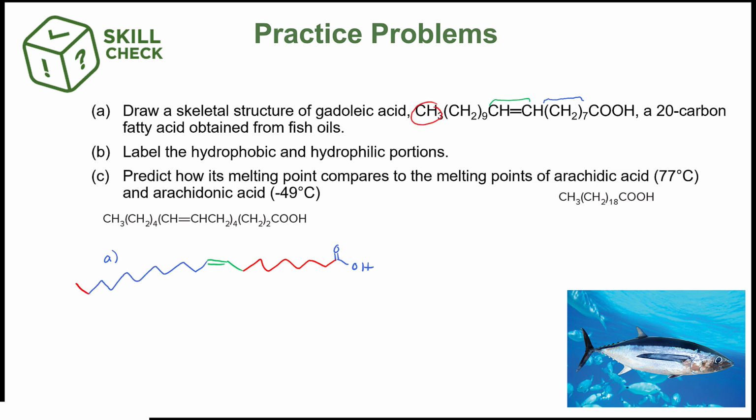So if I go back and double check my CH2s, there's 7 of those. So there's 1, 2, 3, 4, 5, 6, 7. I have a CH double bonded to a CH in the cis conformation, and then 9 CH2. So 1, 2, 3, 4, 5, 6, 7, 8, 9, and then the CH3.